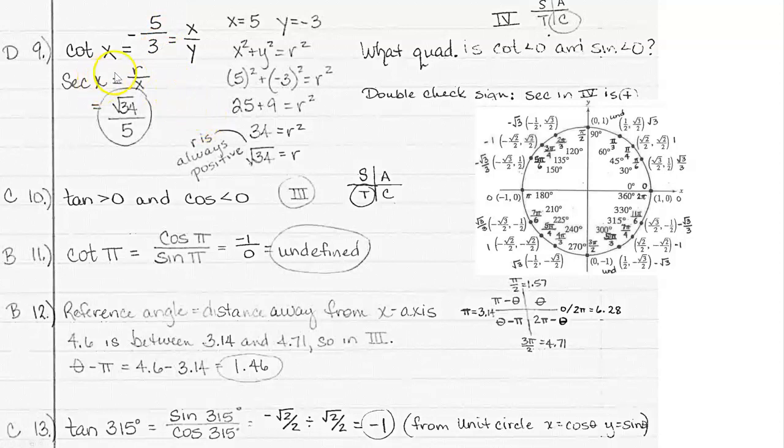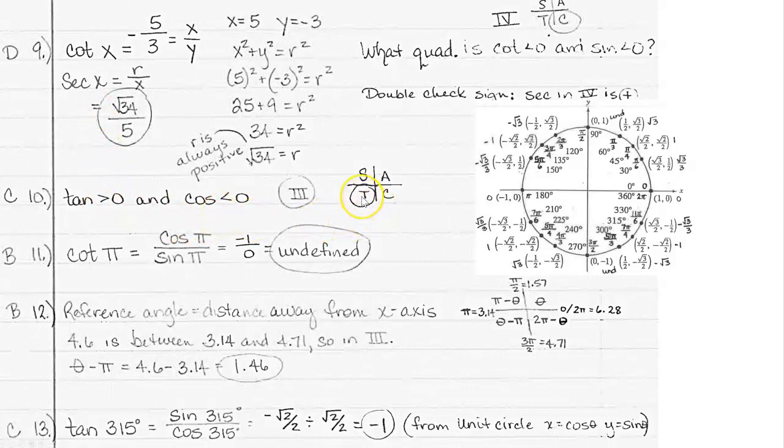So now I can say secant is r over x, so r was square root of 34 and x was 5. And again, if you just wanted to double check your sign to make sure that you hadn't dropped anything, we've already determined this is in the 4th quadrant, and so when you're trying to find your secant value in the 4th quadrant, secant is the same thing as cosine, and cosine is positive there, so secant should be as well, and it is. Then number 10, we wanted to know where tangent is positive and cosine is negative.